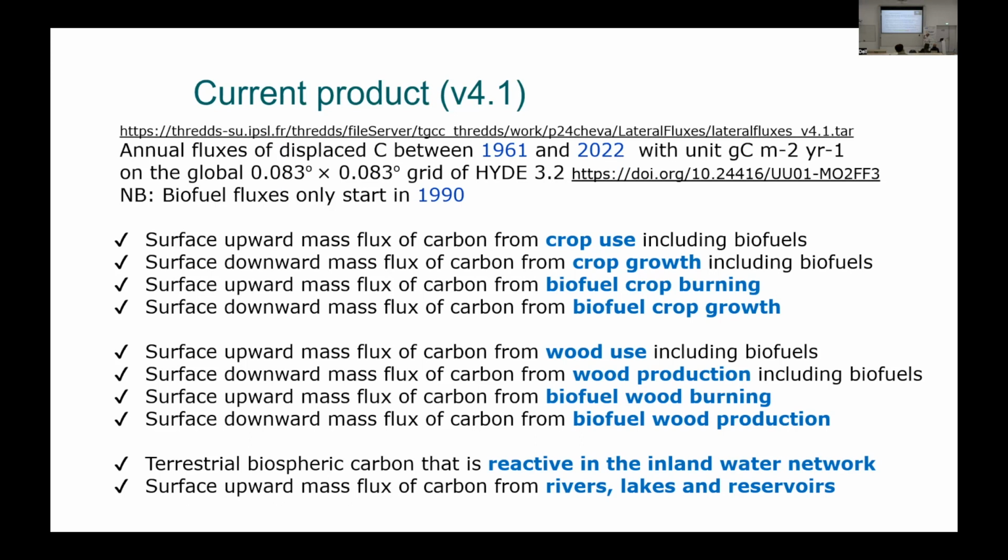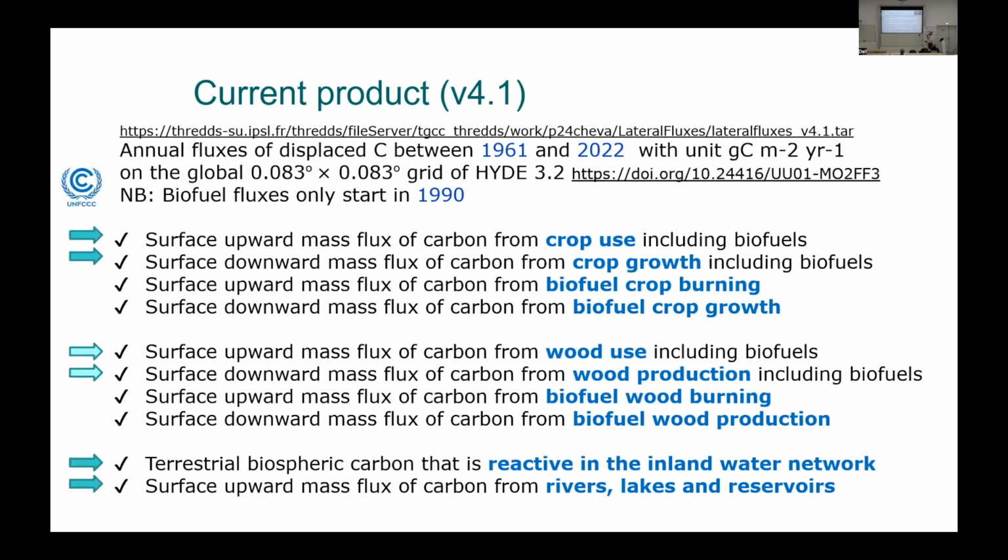We have biofuel fluxes, but they only start in 1990. We make this distinction about the biofuel fluxes only from 1990 onwards. In this map, you have the series of variables with crop use and crop growth, with the distinction possibly with biofuel, and then the same for wood. And then you end up at the bottom of the list with the water terms, the terrestrial biospheric carbon that is reactive to the inland water network, and the surface upward emissions from the lakes and the reservoirs, the lakes, rivers and reservoirs.